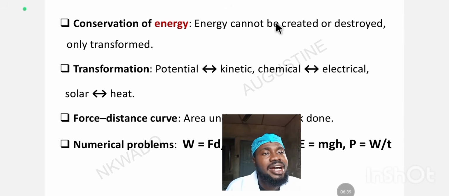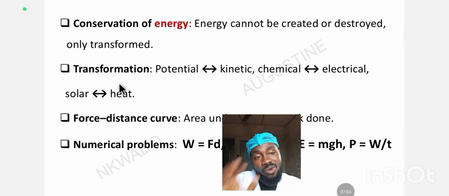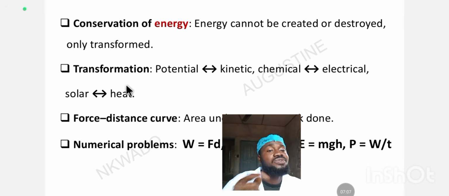So energy cannot be created or destroyed, only transformed, okay? That is the first law of thermodynamics. Energy can never be created nor destroyed, but can be transformed from one form to another. So anybody that tells you that energy is destroyed, it never happens. You can't destroy energy and you can't create energy. Energy occurs naturally. So you can only transform them from one form to another.